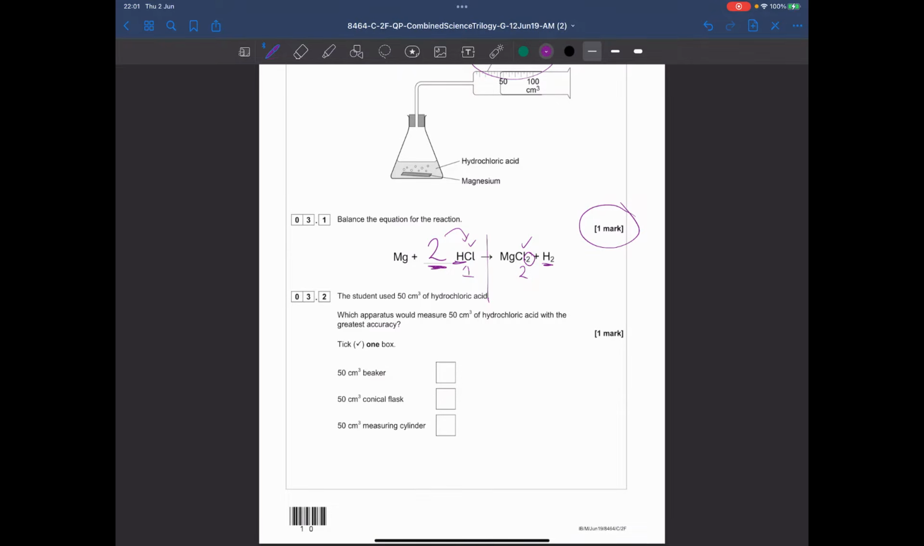Which apparatus would measure 50 centimetre cubed of hydrochloric acid with the greatest accuracy? Well, this is effectively saying, what device do we use to measure volume? Beakers and conical flasks, which are these triangular flasks, do not measure volume accurately. They are very rough instruments. We should use a measuring cylinder because it has the highest resolution. You can break it down on a measuring cylinder down to millilitres to make sure that you're getting the right amount that you need.